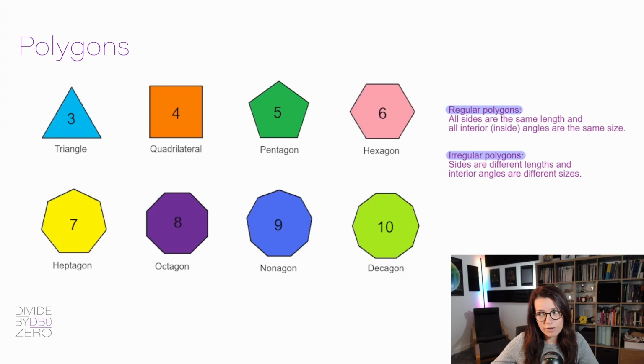On the side, I've written that regular polygons are where all sides are the same length and all interior or inside angles are the same size, whereas irregular polygons have sides that are different lengths and interior angles that are different sizes. In this picture, all the polygons are regular because all the sides are the same length and all the inside angles are the same. For example, on the pentagon, all of these 5 sides are the same length and all of these angles will be the same.